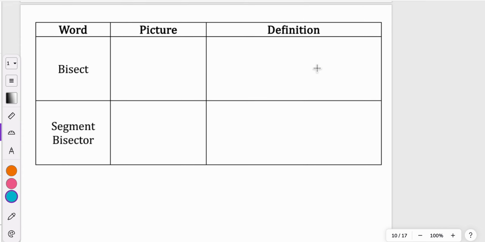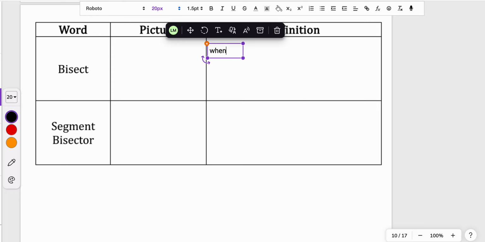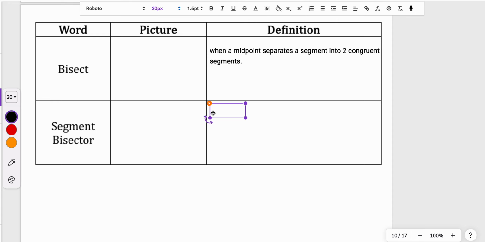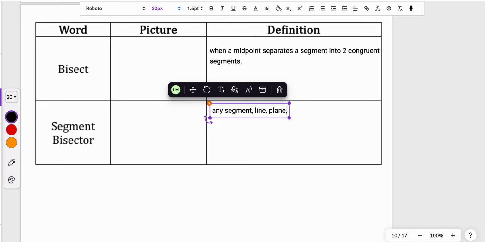Last little bit, a bisector or bisecting, and what a segment bisector is. So a bisector is, I'm going to go ahead and type this one out so we can quickly go through this. When a midpoint separates a segment into two congruent segments. And then a segment bisector, we'll draw pictures in a second. Any segment, line, plane, or point that bisects a segment.